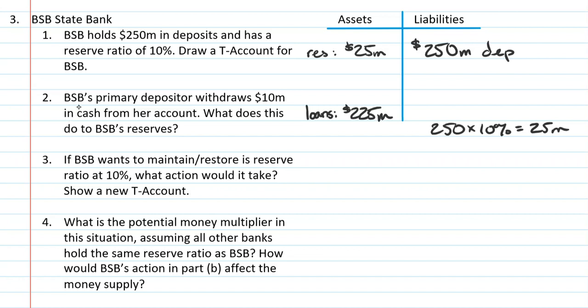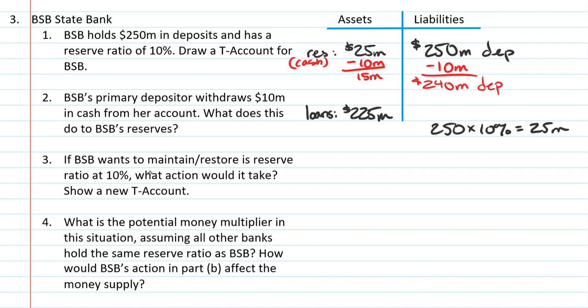So part two, BSB's primary depositor withdraws $10 million in cash from her account. What does this do to their reserves? Well, the immediate thing we know is that in order to pay out a withdrawal, the bank has to give away its reserves, because its reserves, remember, are ultimately its cash. So its reserves are going to decrease by $10 million, leaving only $15 million in reserves. That 10 million, of course, is also going to come out of liabilities, as they no longer owe that money to this depositor, and they now only owe 240 million in deposits.